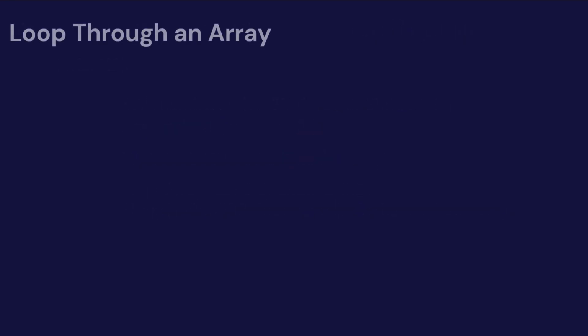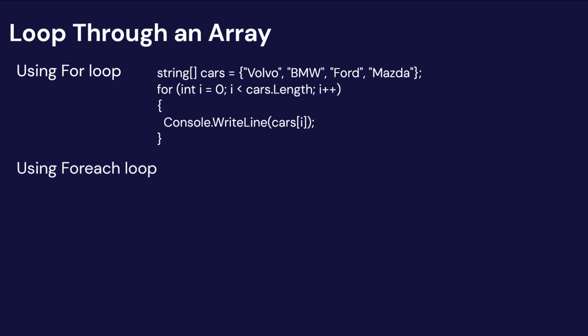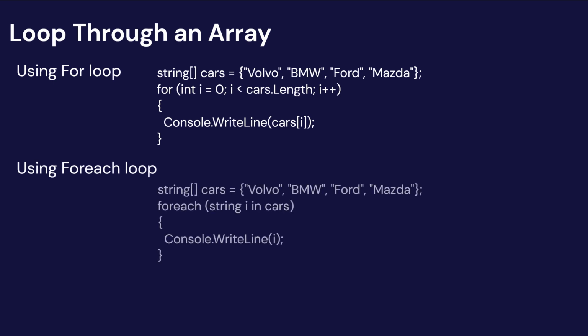You can loop through the array elements with the for loop, and use the Length property to specify how many times the loop should run. The following example outputs all elements in the cars array. There is also a foreach loop, which is used exclusively to loop through elements in an array. The following example outputs all elements in the cars array, using a foreach loop. The example below can be read like this: for each string element, called i, in cars, print out the value of i.